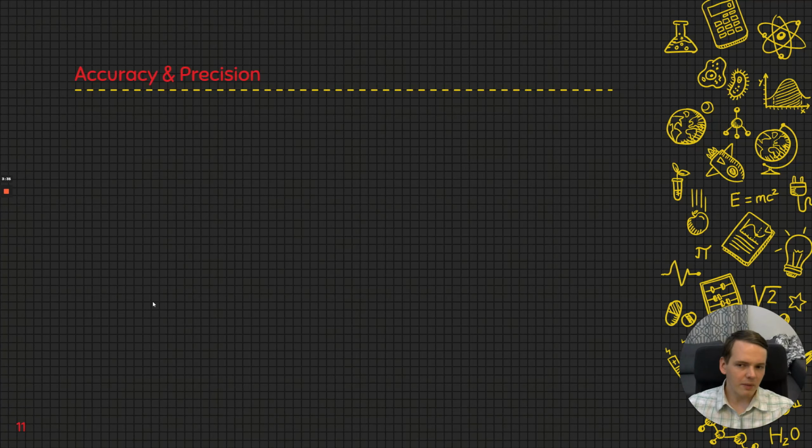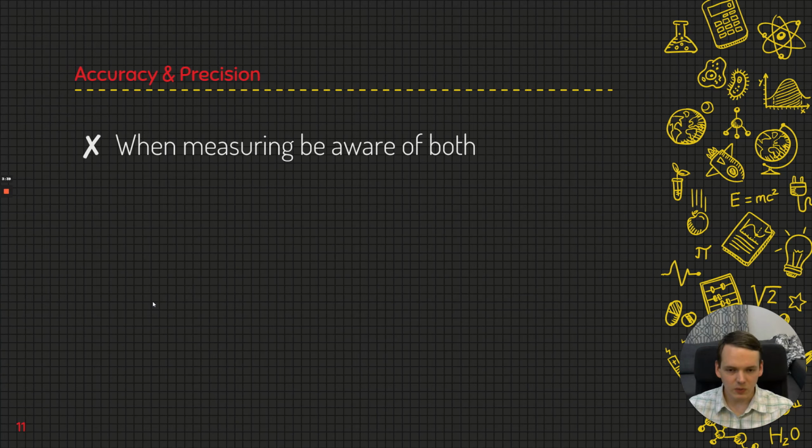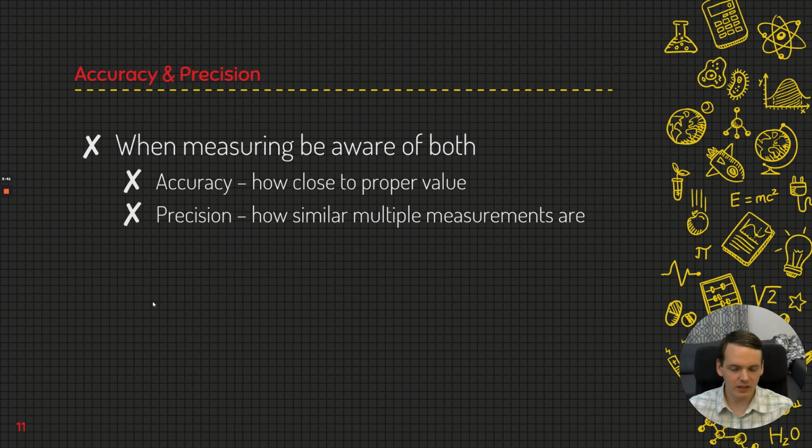The last thing we want to talk about with measurements are accuracy and precision. You want to be aware of both. The difference between them is that accuracy is how close to the proper or expected value, and precision is how similar multiple measurements are.